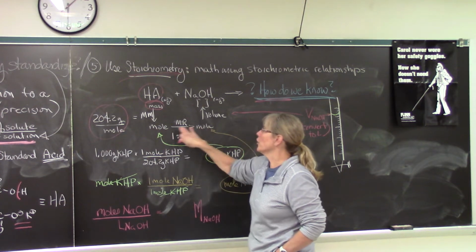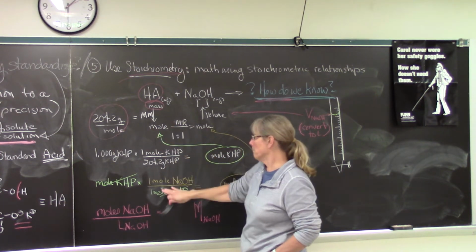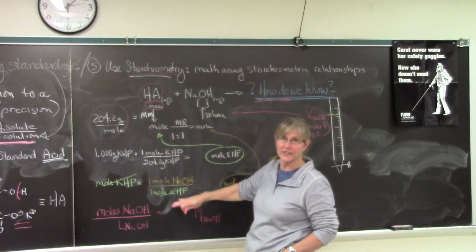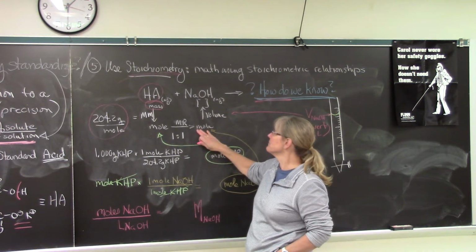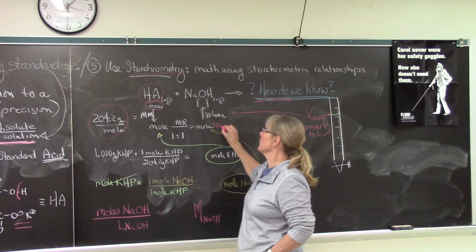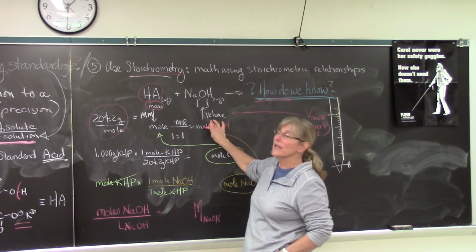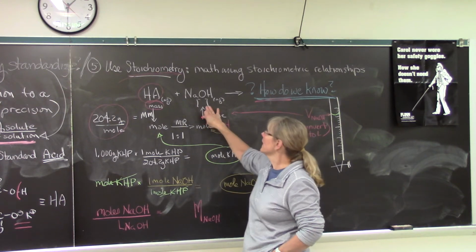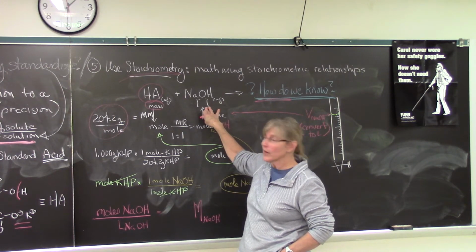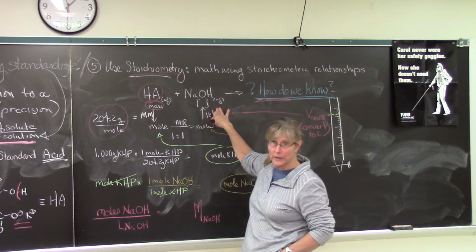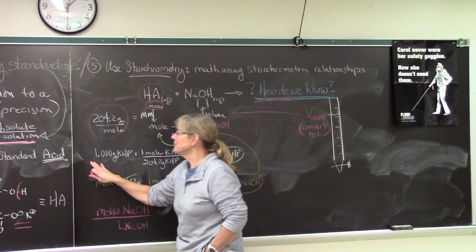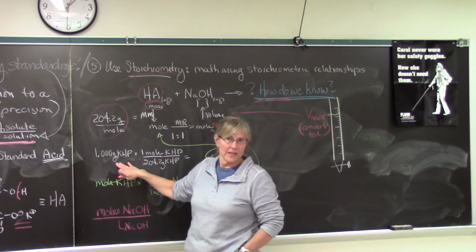Now we are going to convert from moles of KHP to moles of NaOH. We're going to look at these calculations in a second. And we're going to get our moles of NaOH. Now we can use the volume that we're going to get to find the concentration. Okay, moles per liter.